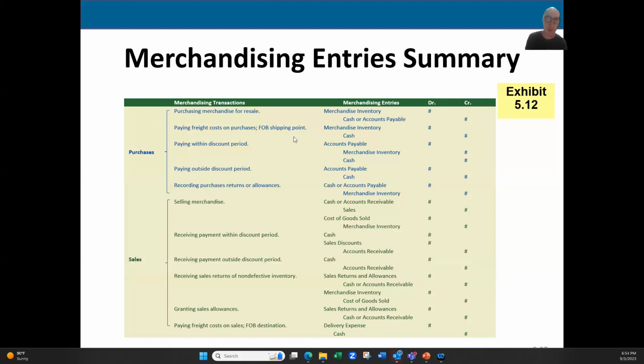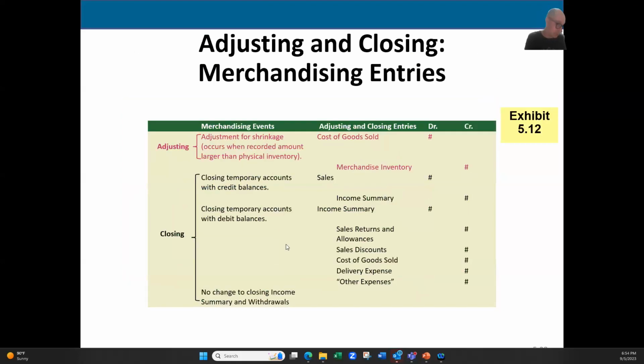Here's a nice summary sheet. I like this slide because it helps you summarize the different types of transactions that occur for purchases of merchandise and for sales of merchandise. Just a nice little summary. Here's a nice summary for adjusting entries and closing entries. Great slides, aren't they? You can look at those when you're taking your quiz or your exam or whatever. It's just a nice reference.